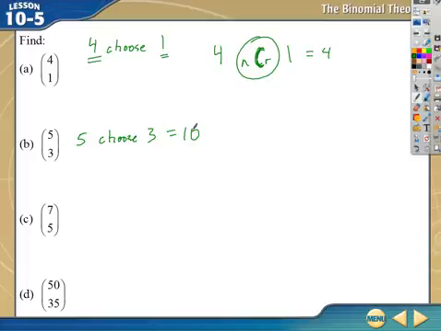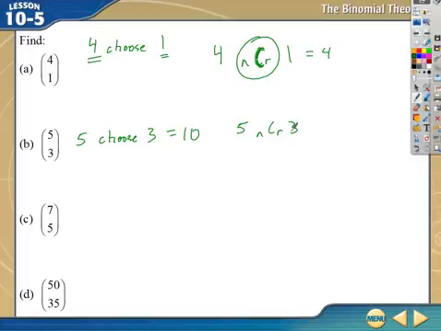So what I want you guys to do, again, is the button strokes. I want you to pause this real fast and write down the calculator part. So for instance, the calculator part I'm looking for in B is 5 nCr 3. I'm looking for that for C and D too. Okay, I'm just going to skip that. We don't need to worry about that.